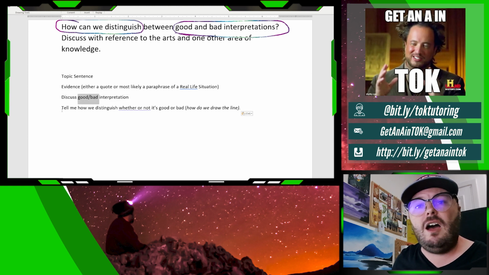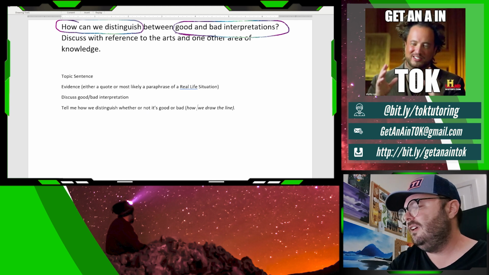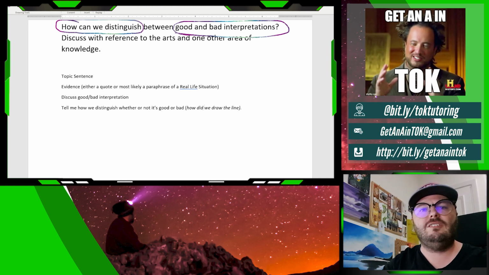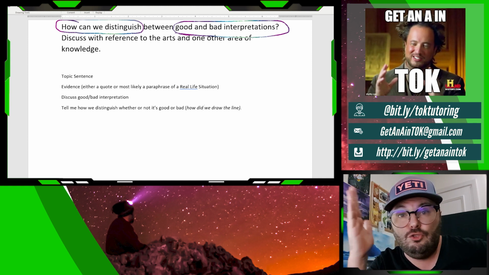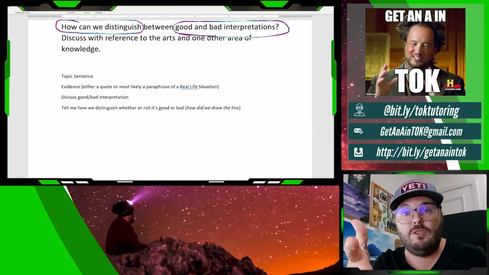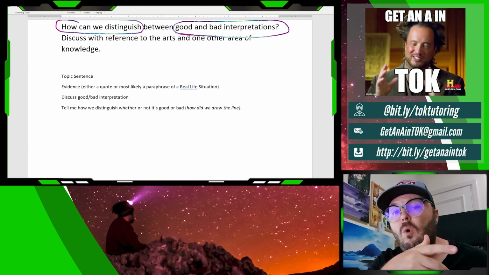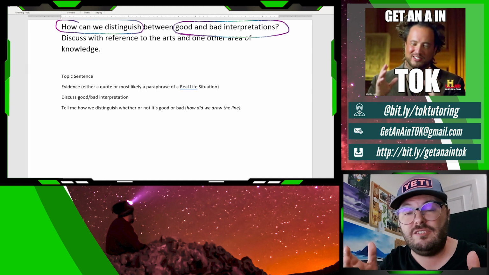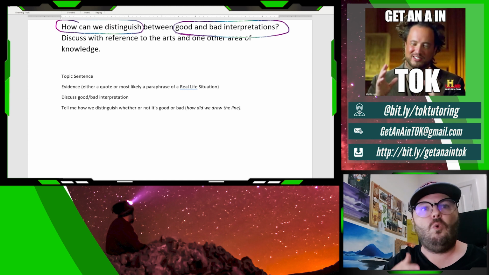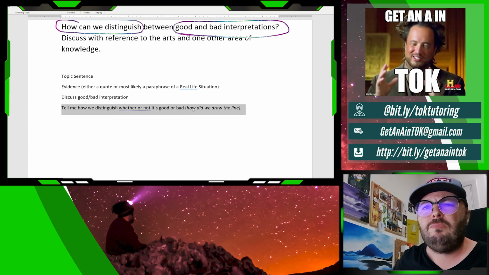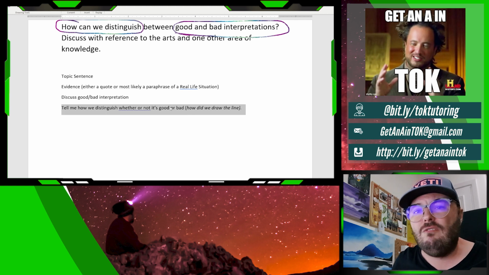But then at the end of every paragraph, what I want you to do is tell me how we distinguish whether or not it's good or bad. How did we draw the line to say that was good or bad? Did the knowledge authority in your example draw the line, or did you draw the line? So how did you decide, or how did the person in the situation decide, that the interpretation of the art or the scientific study was good? What did you do? That's the key. And so you're going to do that. I would say you can stick this in 2 sentences at the end of every single paragraph.